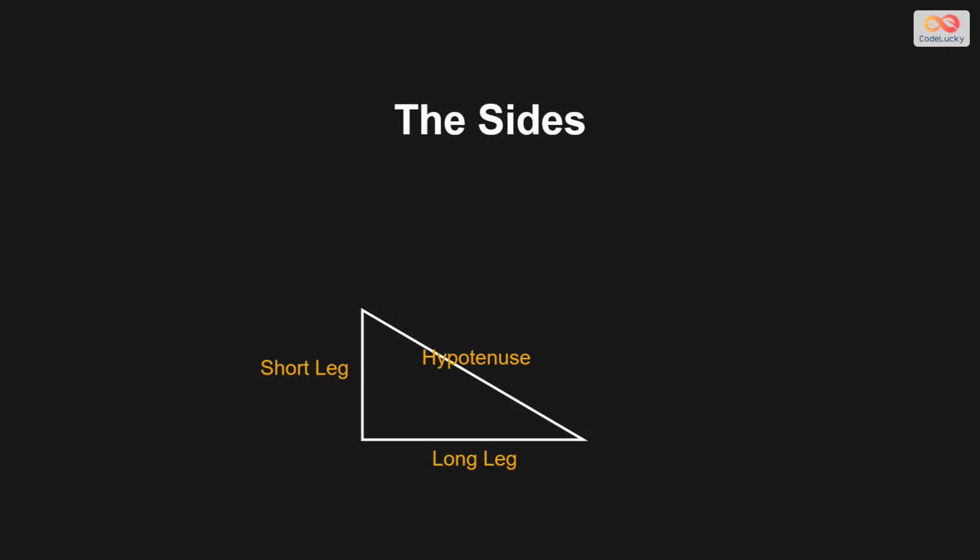Every right triangle has a hypotenuse, which is the side opposite the 90-degree angle. The other two sides are called legs. In a 30-60-90 triangle, we call them the short leg and the long leg.